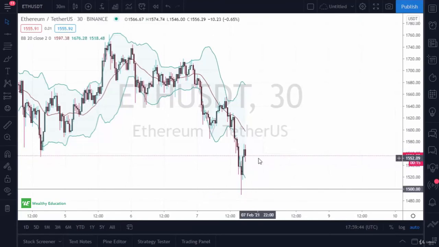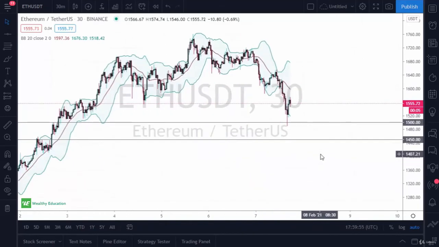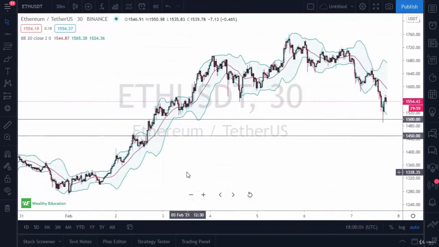Once you cross the moving average, the median, then you're looking to probably aim towards the other side. And then at that point, you can make a decision to take profit, or you can make a decision to ride it out until we break through the bottom of the Bollinger Band again.